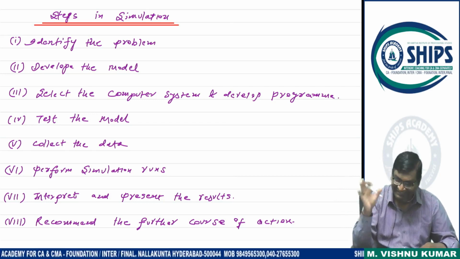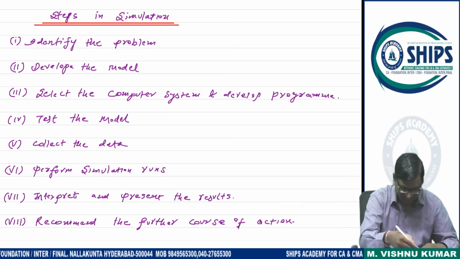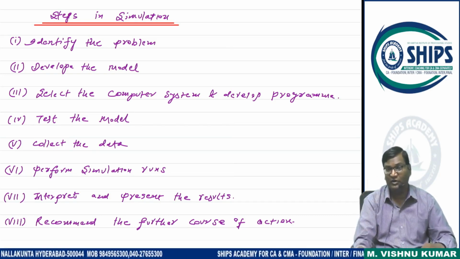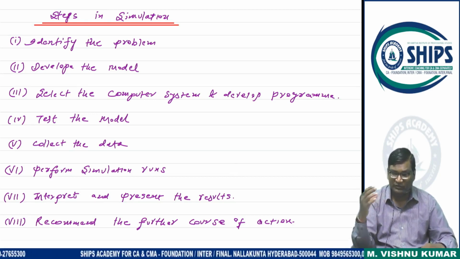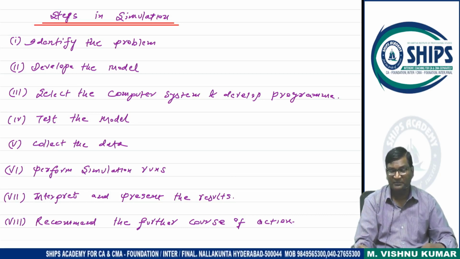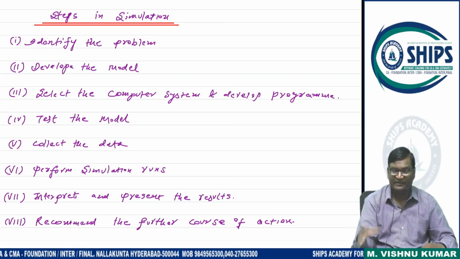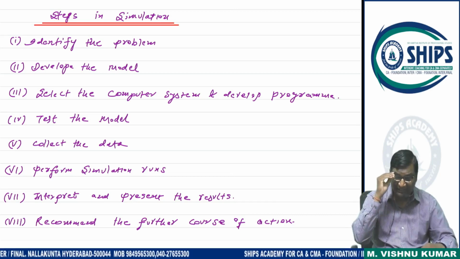So this question is different, that question is different. The examiner is asking only steps in simulation. This one: first, identification of problem. Thereafter, development of model. Thereafter, by using computer software, one program is used. Through that program, they will do the experimentation. And from that, various results are possible by using the simulation runs. And those results can be collected and gathered, and it will be presented and interpreted.